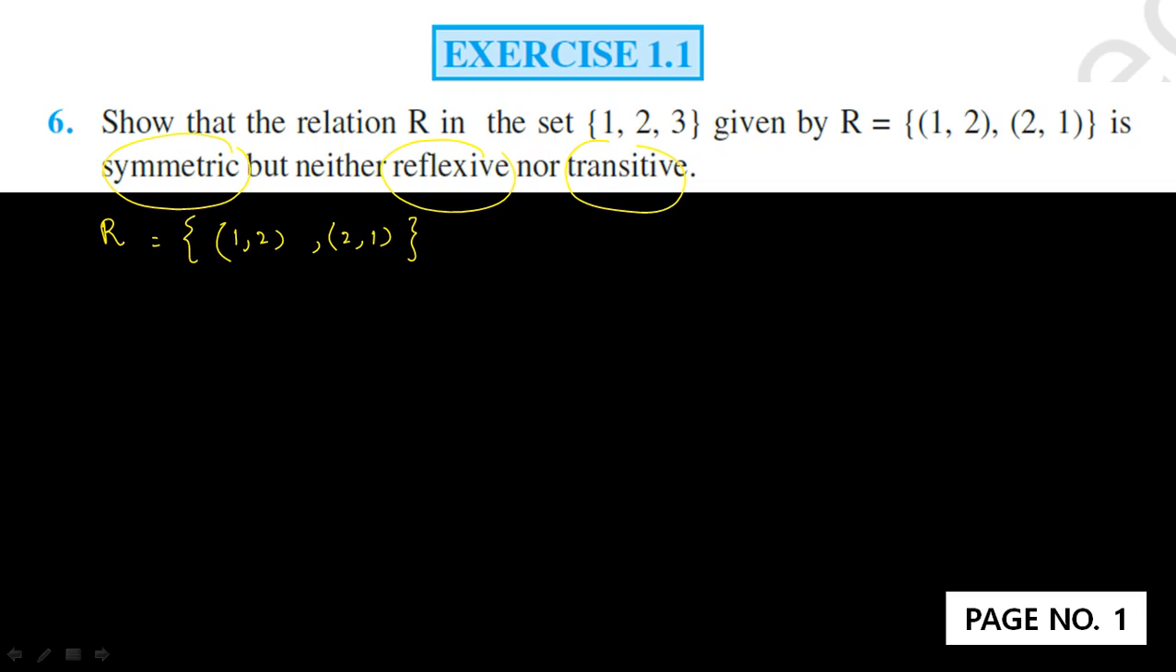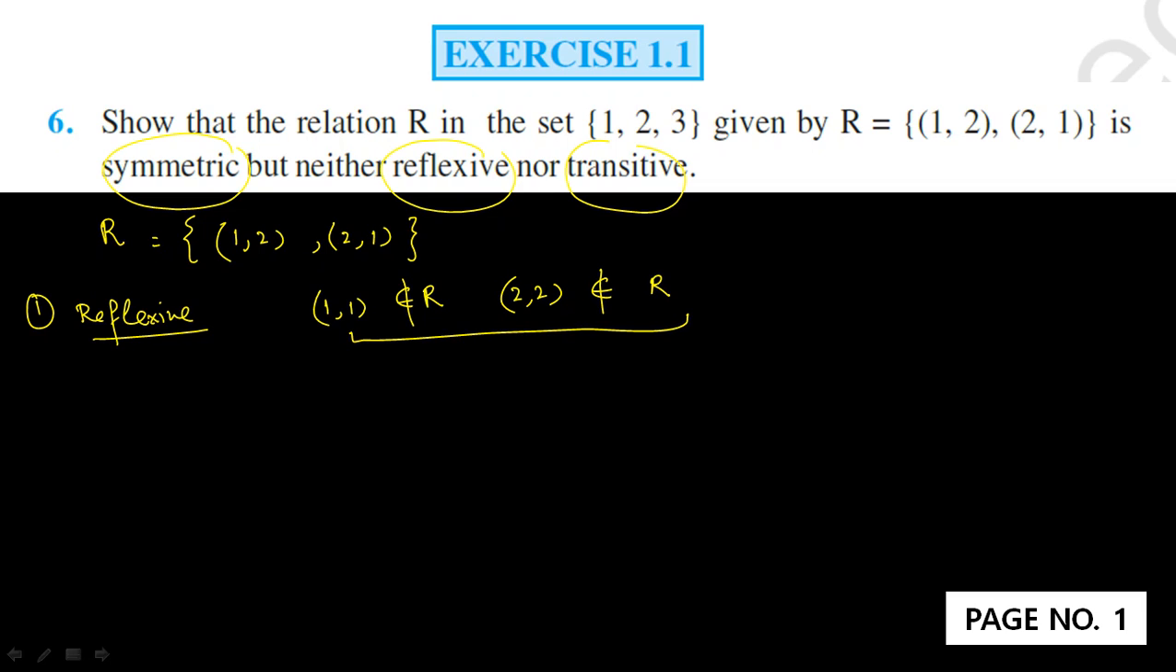Now what about the first condition? If I am talking about reflexive nature, what should be there? (1, 1) doesn't belong to R. (2, 2) should be there, it doesn't belong to R. These two pairs are not there. It means relation R is not reflexive.